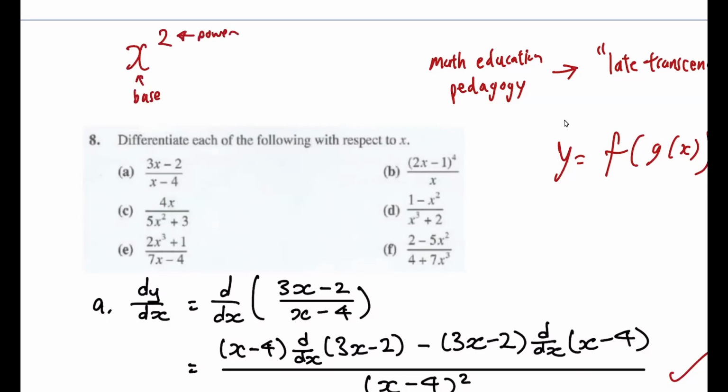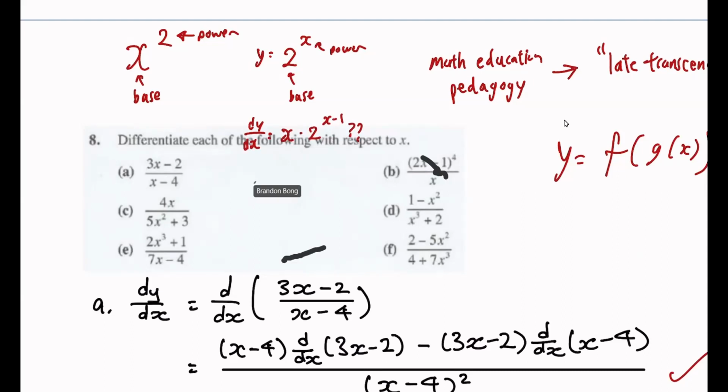a number. But what happens if we have 2 power x instead? Is it the same when we want to differentiate it? Can we just bring down the power and minus 1 to get the derivative? What will dy by dx be? Is it just x times 2 power x minus 1? Is that correct? No, I haven't taught you yet. That answer is wrong. It's not correct.